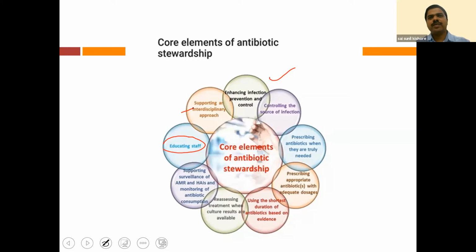If you have good microbiology backup and you have a culture which is positive and you know that it is sensitive to a particular antibiotic, you can stop after some time. I mean you can downgrade your antibiotics and you can titrate your antibiotics. So these are all the different aspects, like educating the staff and interdisciplinary approach and good housekeeping practices. So prevention of infection and good labor room practices and improving the blood culture yield. These are all the different aspects of antibiotic stewardship.